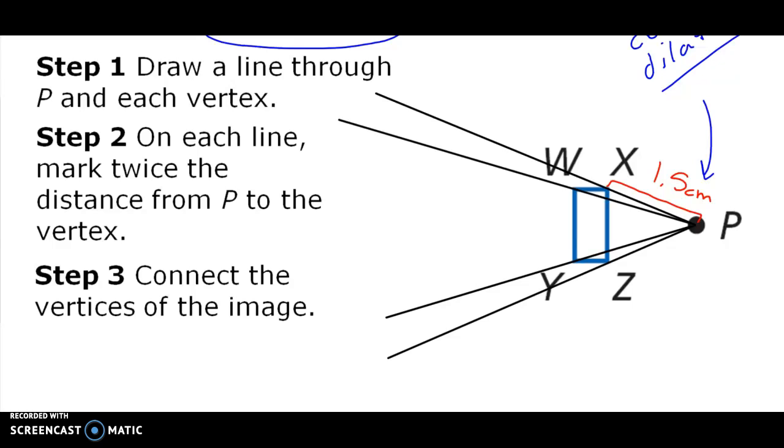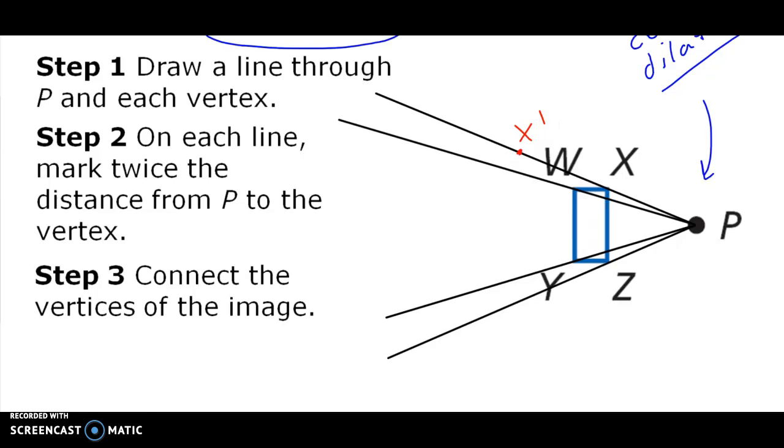So if our scale factor is 2, remember the scale factor is the multiplier. So if we want to go twice the size, what's 1.5 times 2? 3. So now what you're going to do, start at point P, and you're going to measure 3 centimeters down the track, and that's where you're going to put X prime.